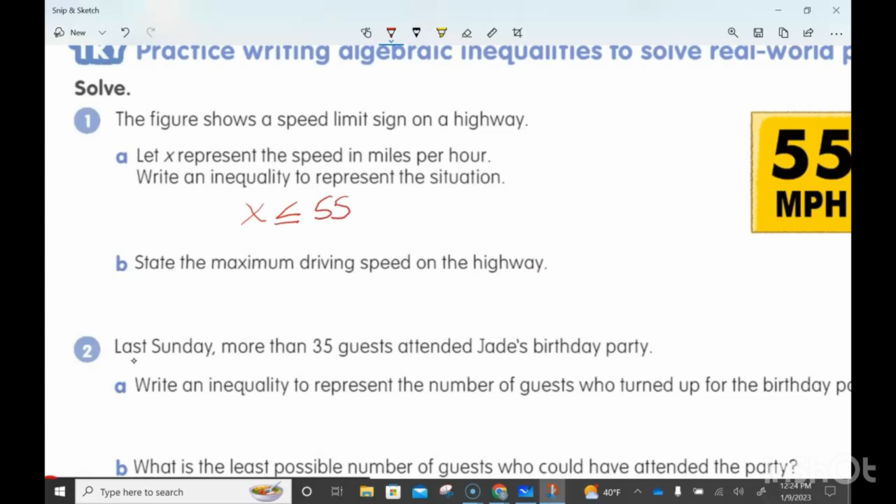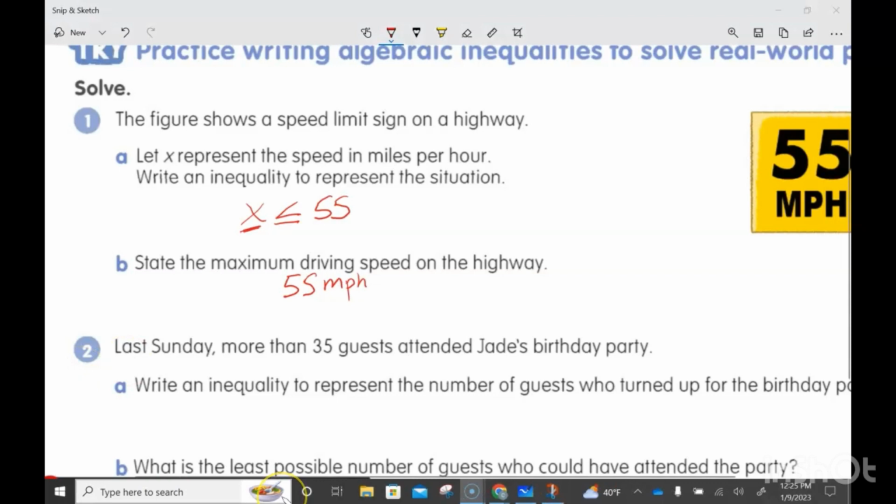Now, why is it less than or equal to? Because a speed limit sign shows the most, or shows the fastest that somebody can go. All right, or you can go slower than 55 as well. So that means the speed is either less than or equal to 55. So it says state the maximum driving speed on the highway. So we can see the maximum driving speed is 55 miles per hour, not to be confused with the minimum speed here. It's the maximum speed. So X, the speed, can either be less than 55 or equal to 55 in order to keep within the law.